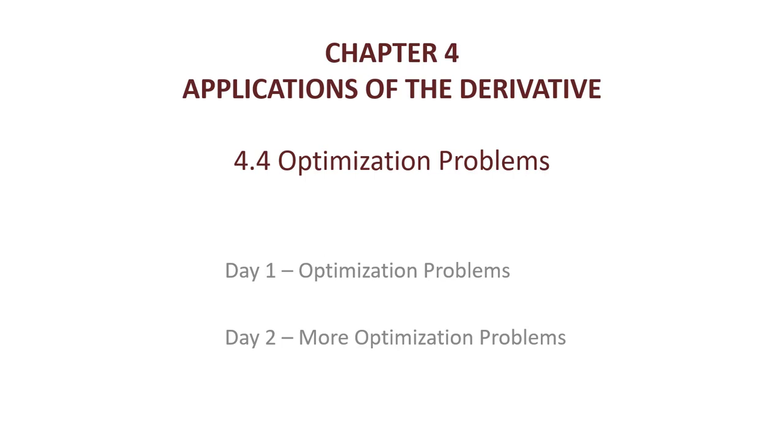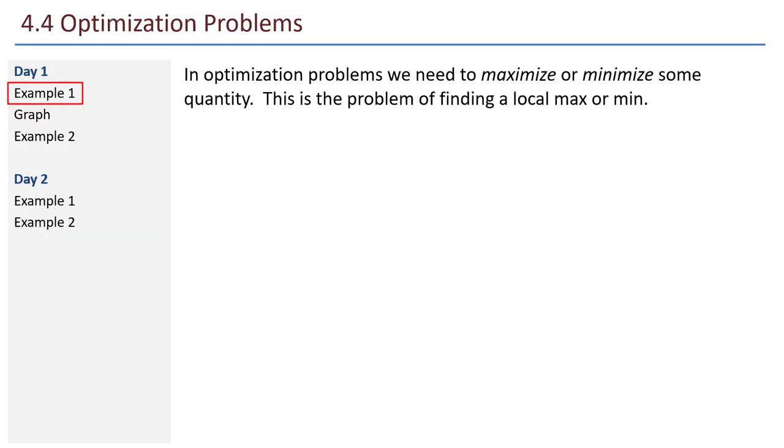Hello. In this section, we begin 4.4, Optimization Problems. In this lesson, we will cover optimization problems, and in a later lesson, we will cover more optimization problems. Let us begin. In optimization problems, we need to maximize or minimize some quantity. This is the problem of finding a local max or min.